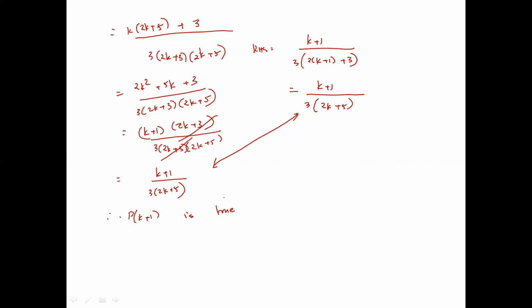For 1 we have proved that it is true, so for 2 it will be true. If for 2 it is true, for 3 it will be true. If 3 is true, 4 will be true. Like that. And so you can say P of n is true for all natural numbers by principle of mathematical induction. Every time you have to write this, by principle of finite mathematical induction. That's a must. You can't skip it.